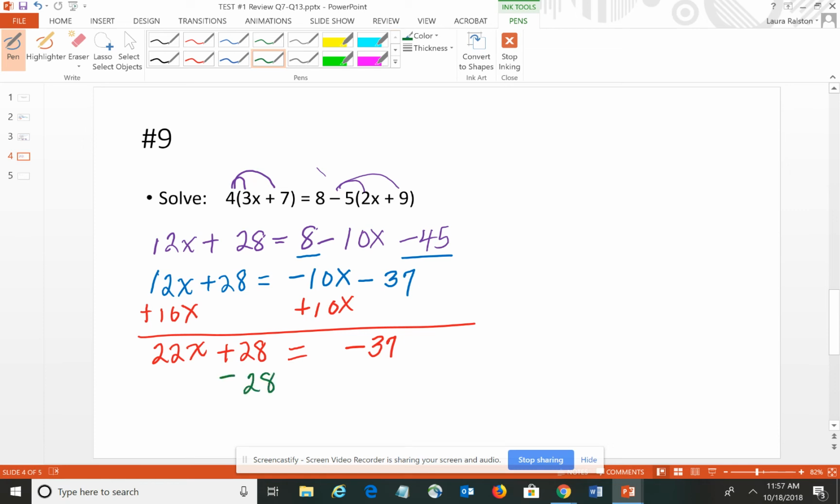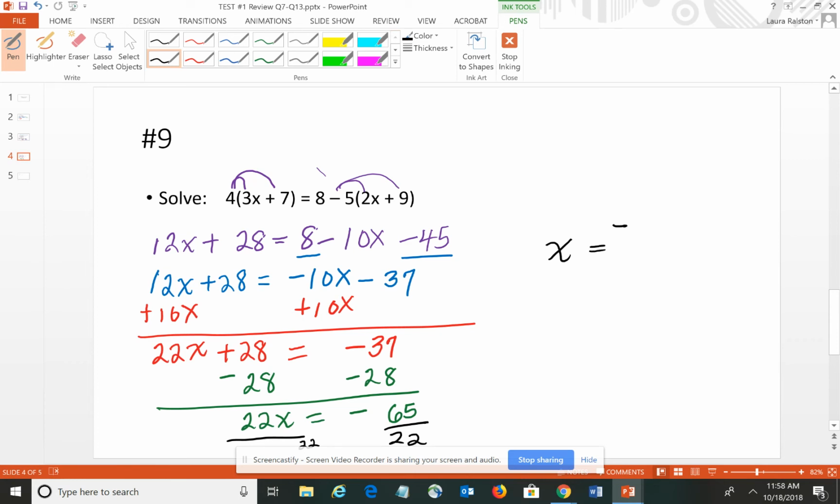So I'm going to subtract 28 from both sides. So I have 22x equals -65. And then ultimately, to solve for x, I need to undo the multiplication by 22. So I'm going to divide both sides by 22. So ultimately, my answer is x equals -65 over 22. Leaving it as a fraction is acceptable. My fraction does not simplify anymore, so that's the final answer.